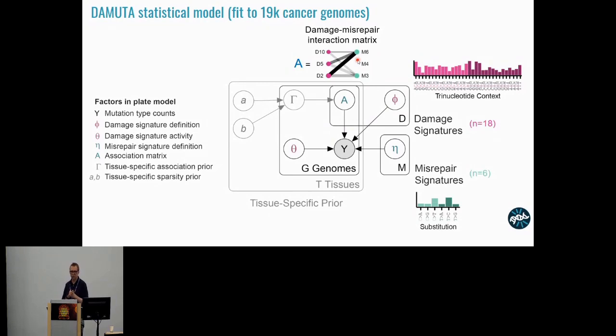If you're careful and fast in multiplication, you might be a little concerned about the fact that there are more elements in the interaction matrix than there are in the 96 different categories. The way that Kate deals with that is with a sparsity prior. It's a hierarchical model, so there are tissue-specific parameters of that sparsity prior. Some tissues have more interactions than others.